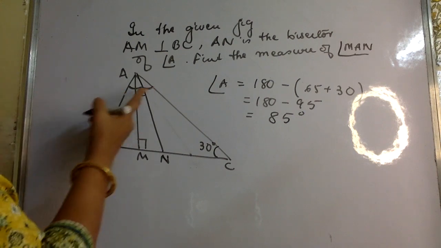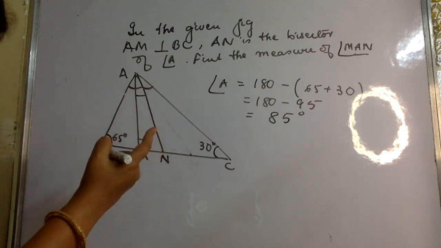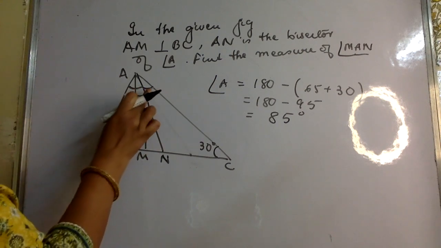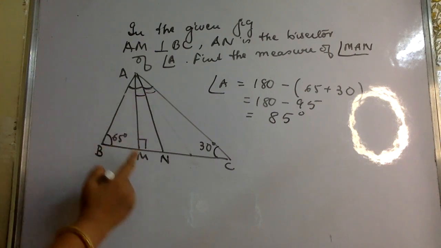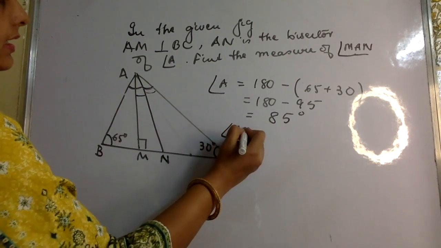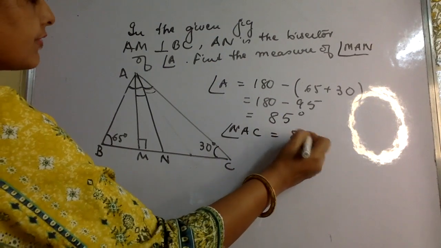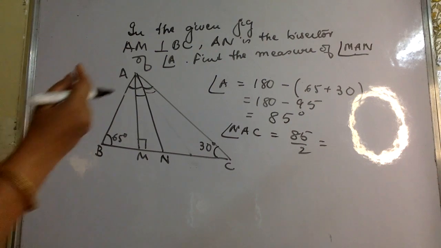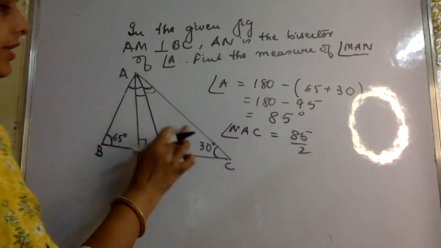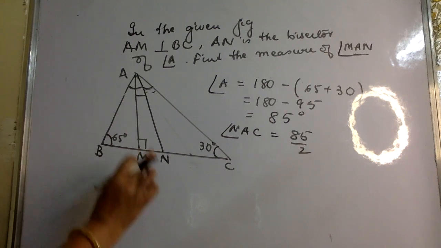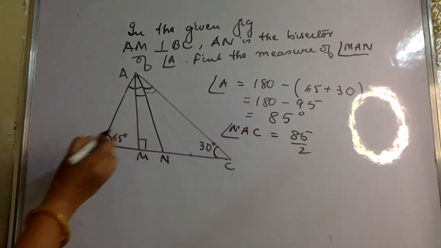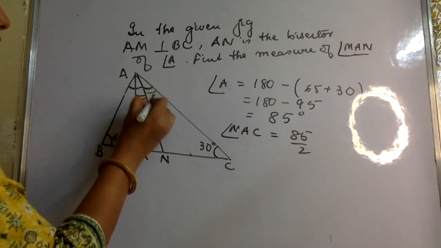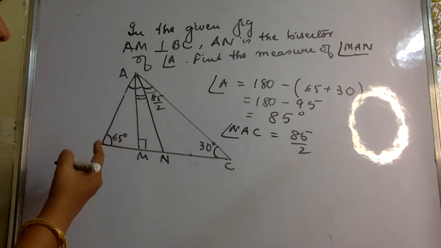If this full thing is 85, now if I think of finding this particular angle, this one, that is this much part, that is NAC. Angle NAC is 85 by 2, okay. Then I am supposed to find angle MAN, this angle here. So I know this angle, which is now 85 by 2, and this is 30 degrees.